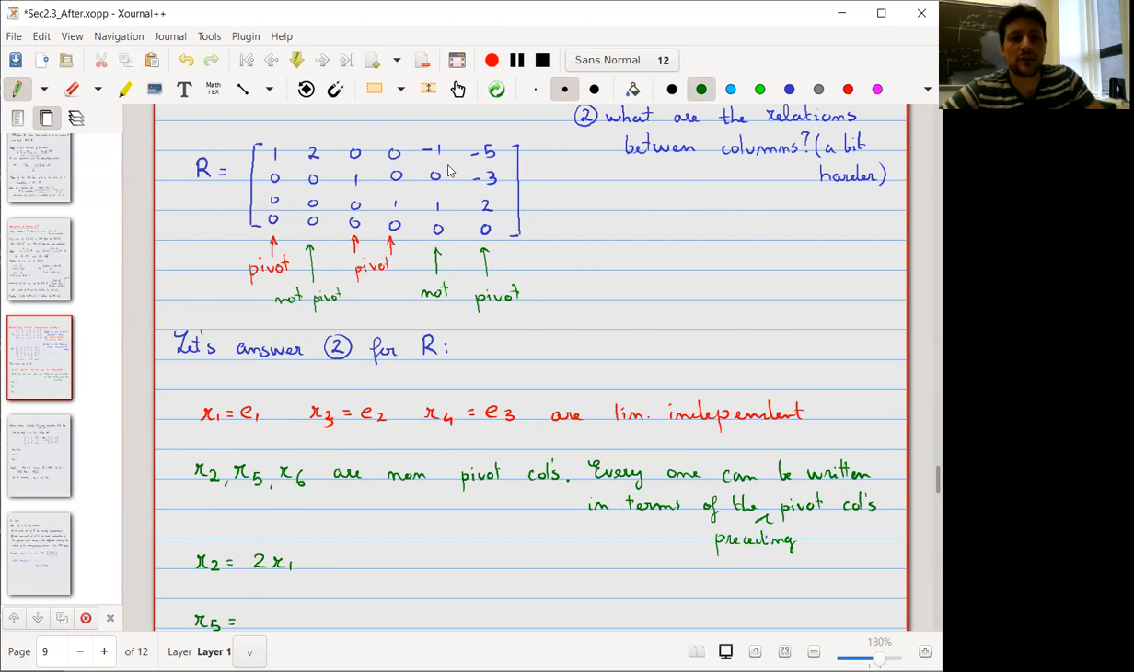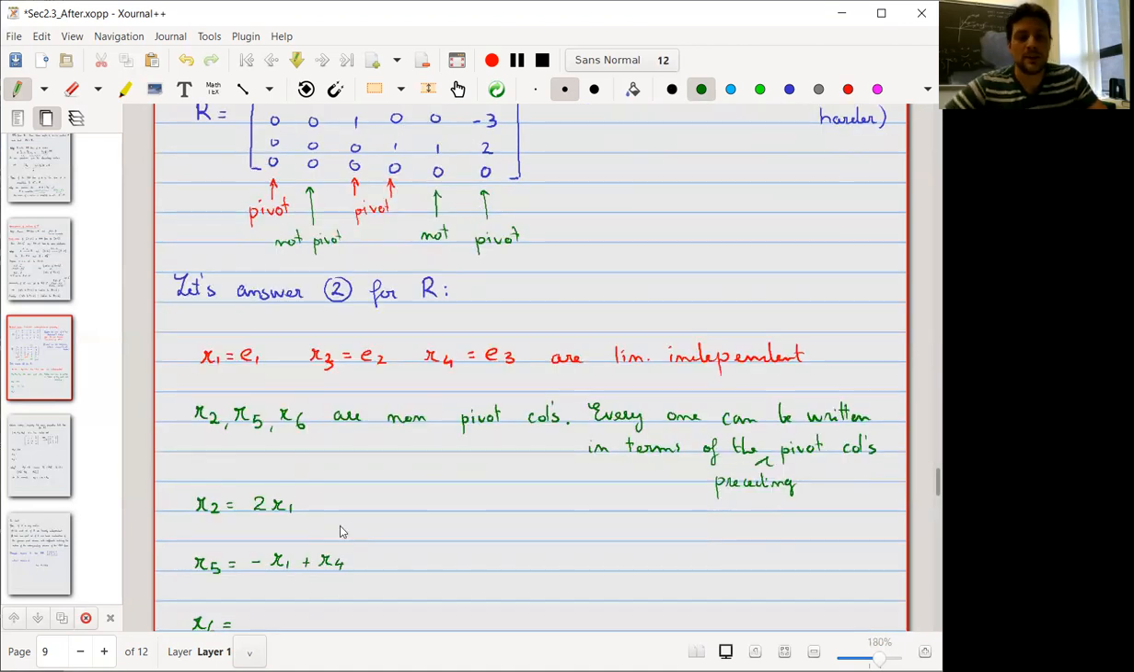If I were to write R5, which is this column over here, I would have to use R4, which is E3, minus R1. So I can write it, maybe I'll keep the order, as minus R1 plus R4. I can write it as a linear combination of 2 of the pivot columns. Let's have a look at the last one.